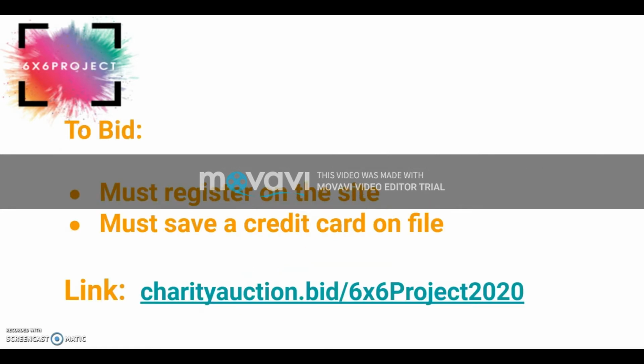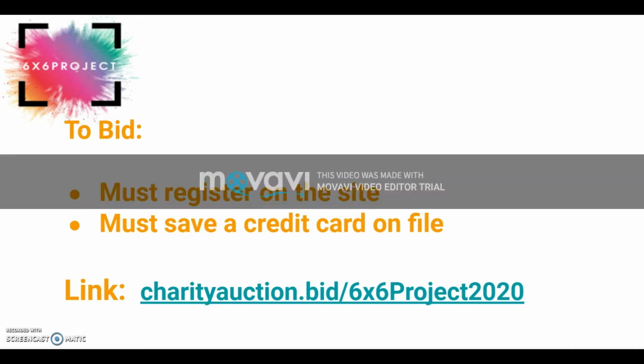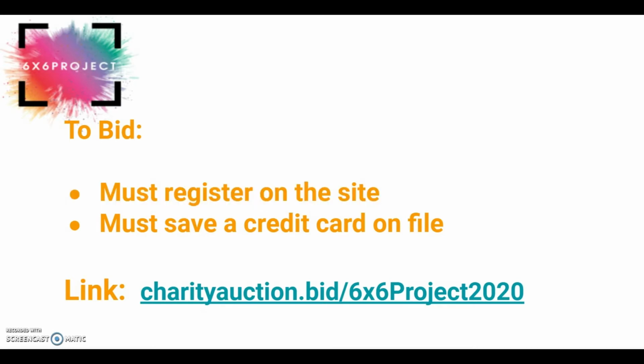Well, to bid, there's only really two requirements. One, you must register on the auction site, and two, you have to save a credit card on file. You can skip the credit card information, but then you'll only be able to browse and not bid on auction items. The system does require your credit card to be saved in order for you to bid. Oh, and before I forget, there's really a third requirement, that you have fun while bidding. So let's get on to registering.